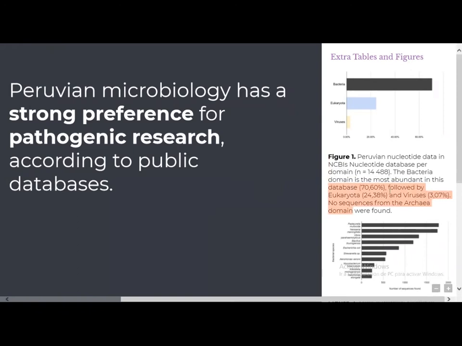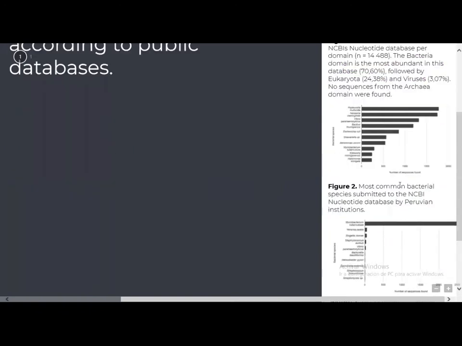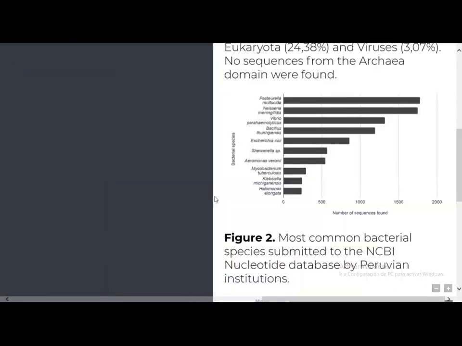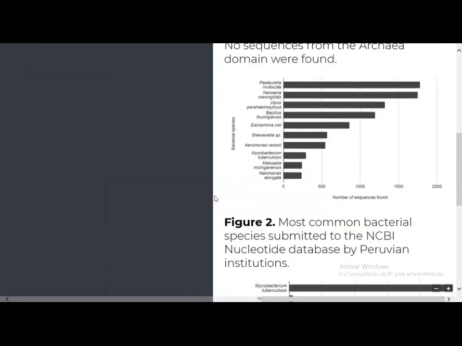So, from this data, we decided to specify which bacterial species were the most represented in the NCBI nucleotide database. We found that Pasteurella multocida is the most represented bacterial species in this database, followed by Neisseria meningitidis and Vibrio parahaemolyticus. In this figure too, we can see the 10 most represented bacterial species. And in the x-axis, we can see the number of sequences that we found from all these species described here.